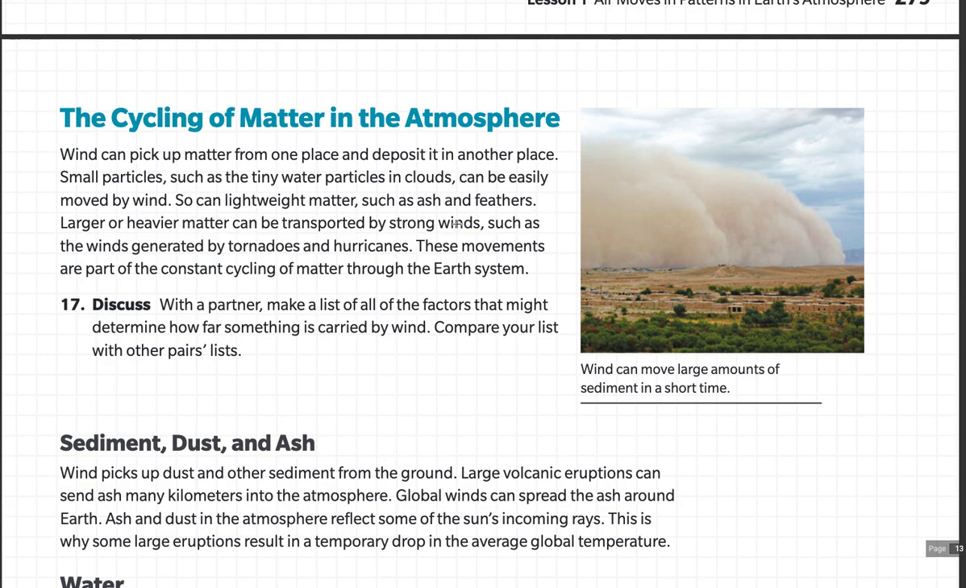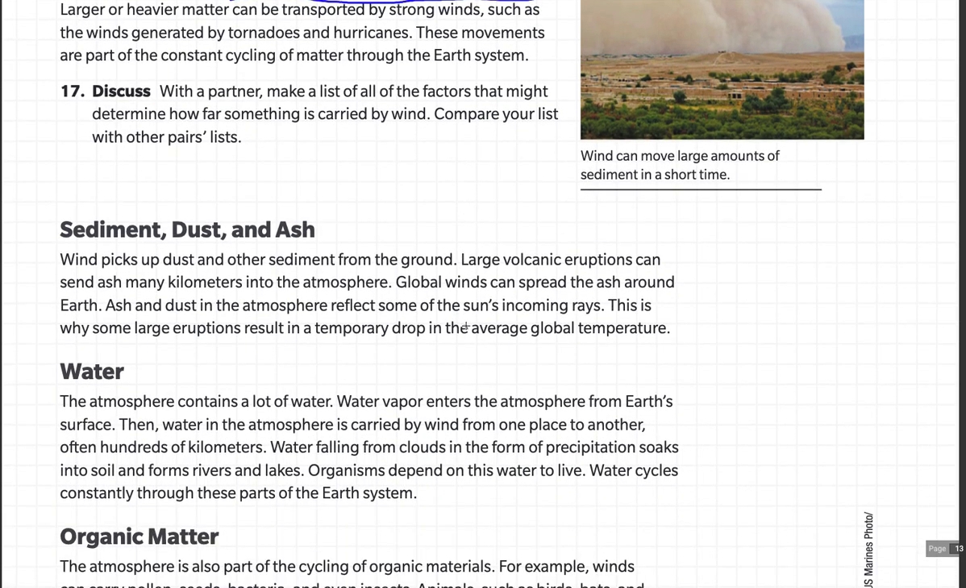Ash, and this describes lightweight matter such as ash and feathers. Ash and feathers are super light, right? You're not going to necessarily be blowing rocks across those places, but ash can travel very far.